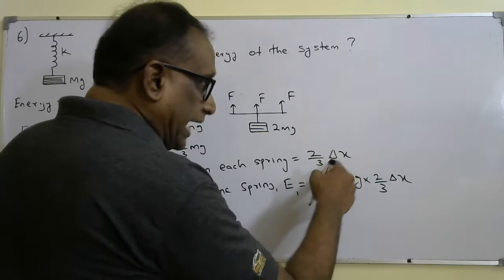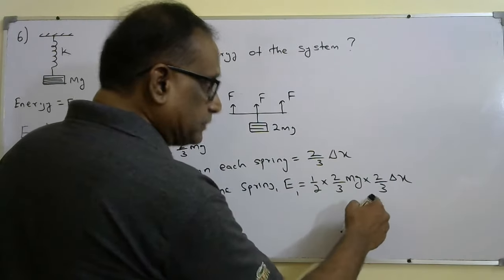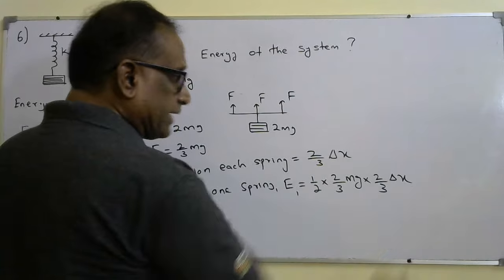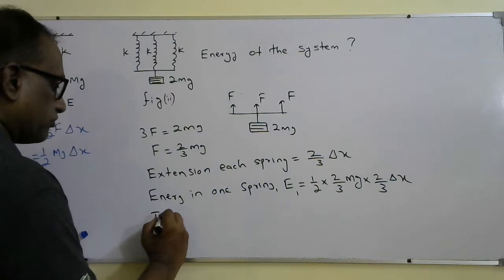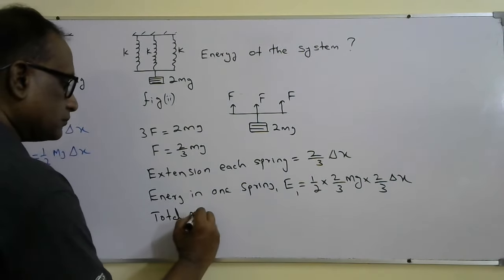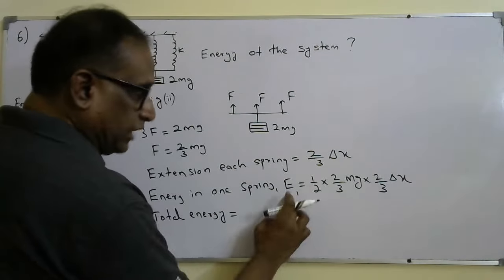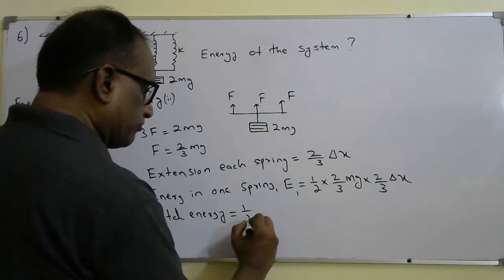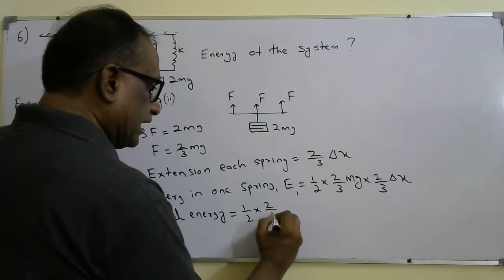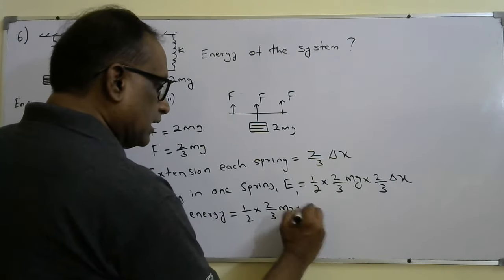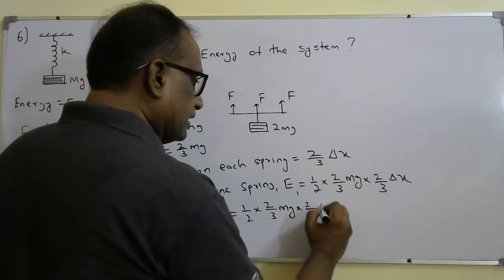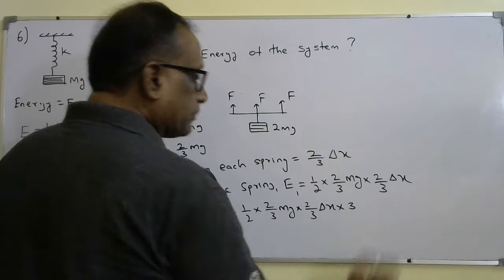So total energy of the system, I should multiply it by 3, E1 into 3. So that is half into 2 by 3 mg into 2 by 3 delta x into 3. Because there are 3 springs, that will be the total energy of the system. Now this 3 and 3 will get cancelled.